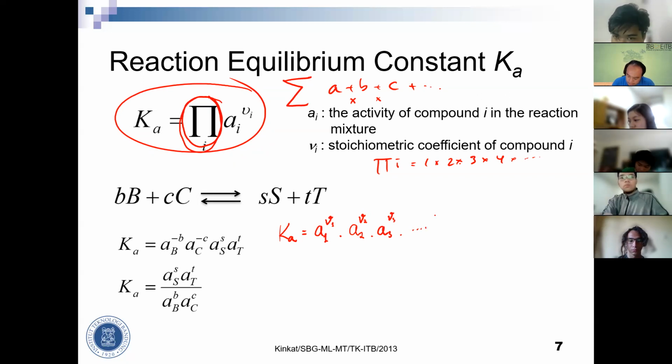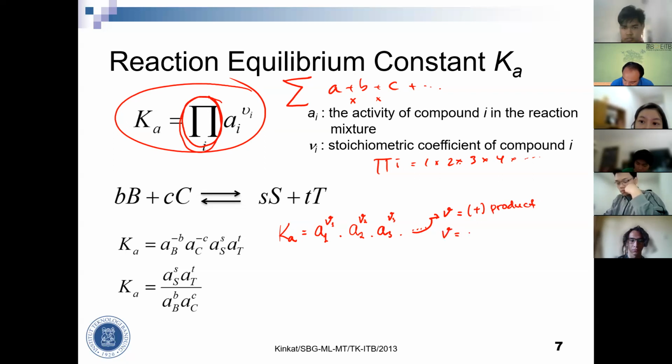And here we have an agreement. We have an agreement here that the stoichiometric coefficient will be positive for apa? Coefficient stoichiometric itu positif untuk products, produk. Gitu ya. Sedangkan while the coefficient will be negative for reactants. Gitu ya.